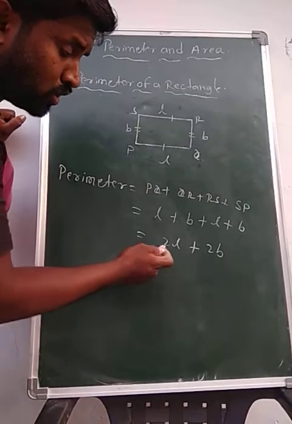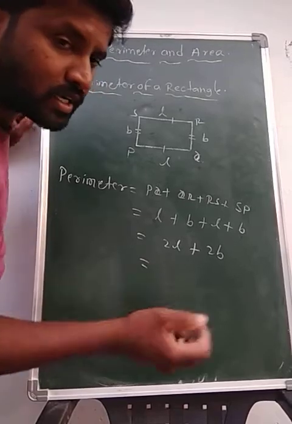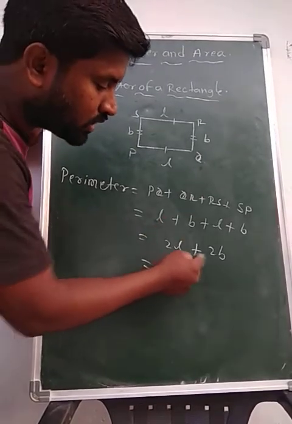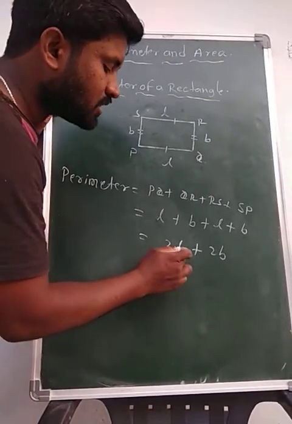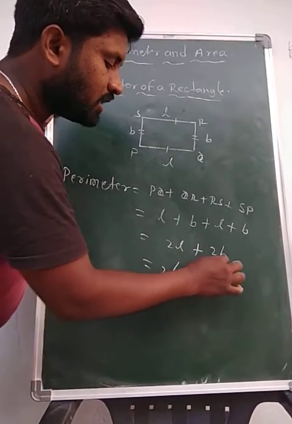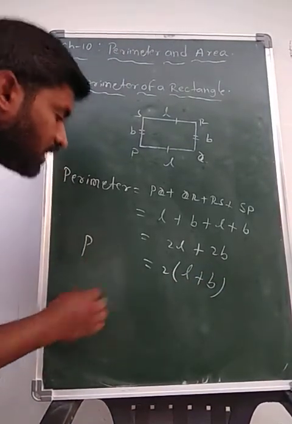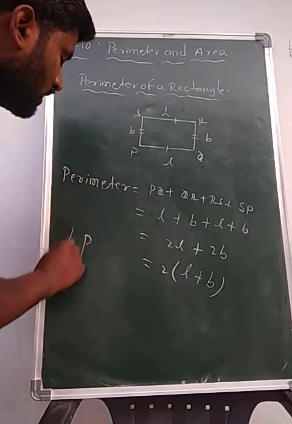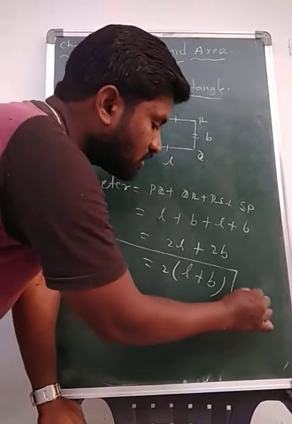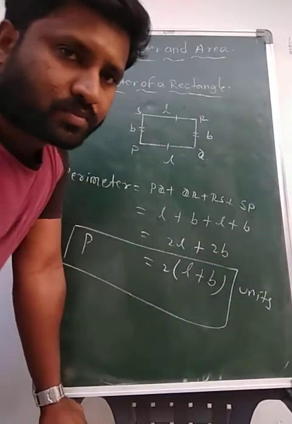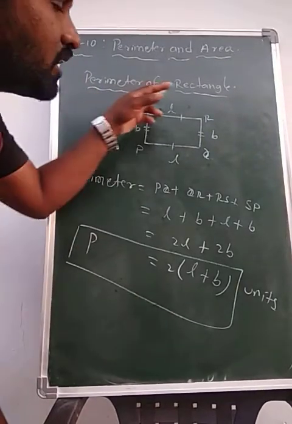2L plus 2B. Here there is a 2, here there is a 2. So I want to take out the common 2. That's why I took 2 as common. Then what happened? Taking 2 common, simply here L will be there, plus here B is there. So therefore we can say that the perimeter of a rectangle is equal to 2 of (L plus B) units. This is the formula. Students, this is the required formula for perimeter of a rectangle.